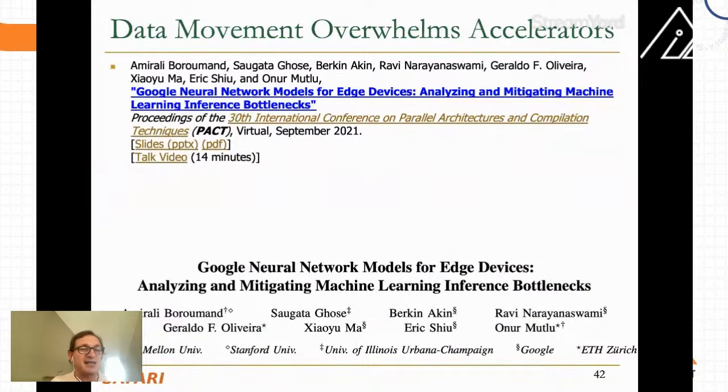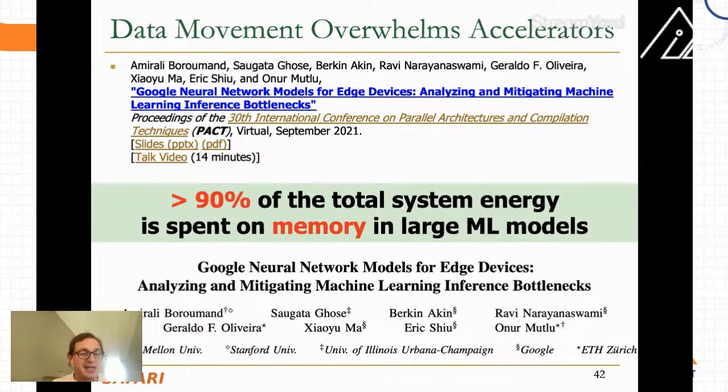Later, we repeated the study again with Google for machine learning accelerators. This is the Google Edge TPU, if you will, a tensor processing unit. And when we look at large machine learning models like LSTMs or transducers, more than 90% of the total system energy is spent on memory and data movement in these large machine learning models. In some of these models, more than 99.9% of the energy is spent moving data between memory and the processor. So basically, we have this bottleneck, especially in these large-scale models.